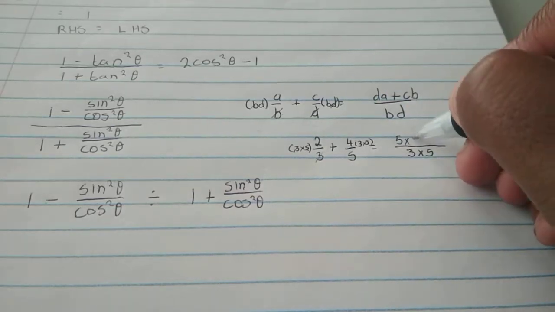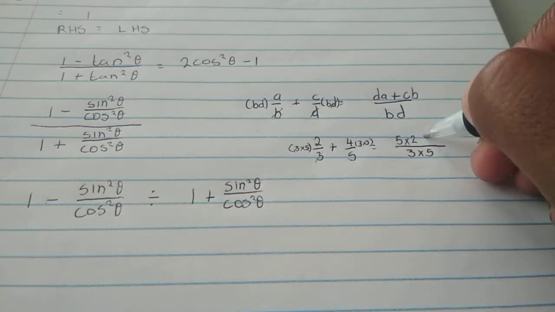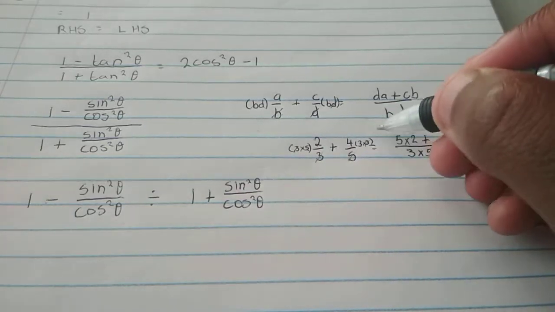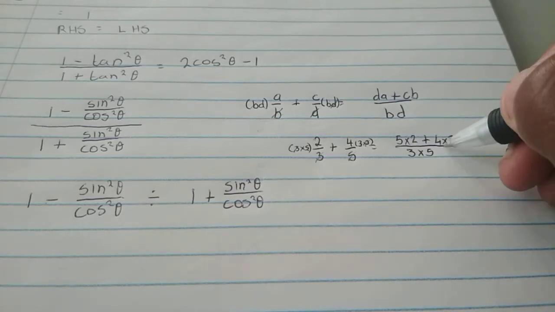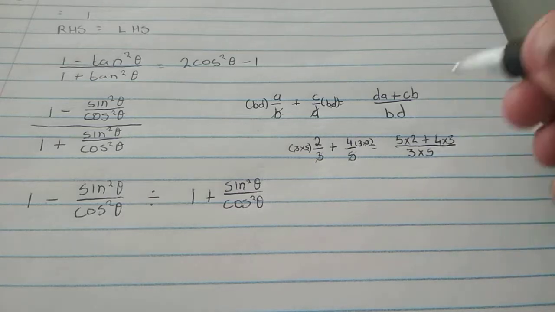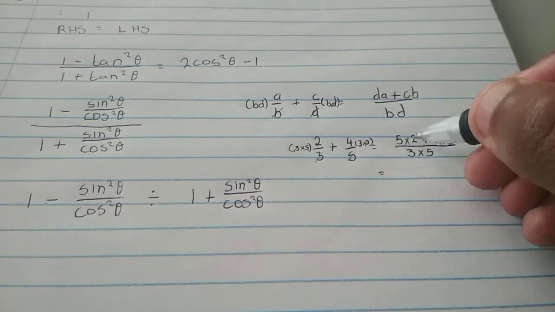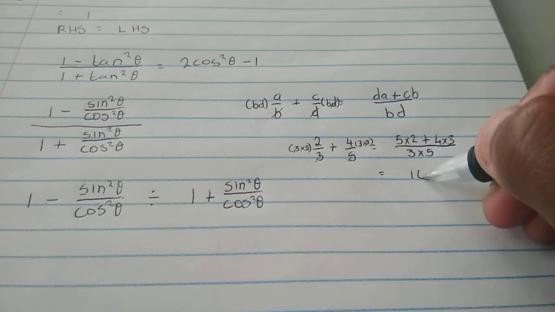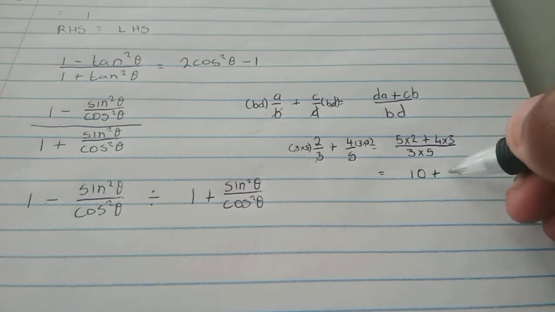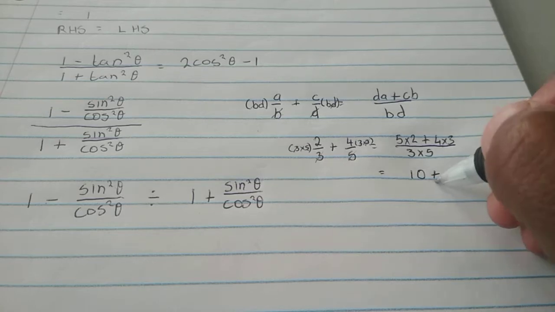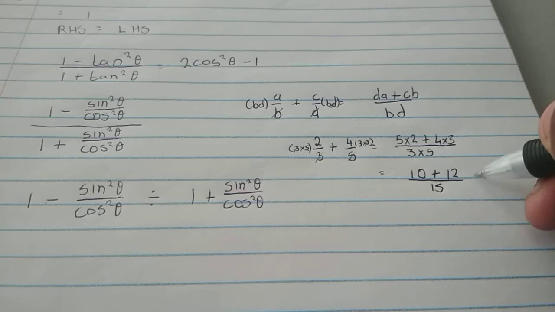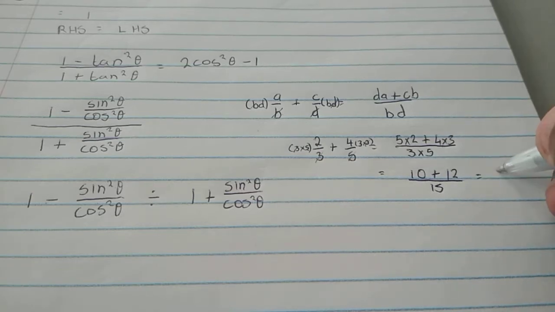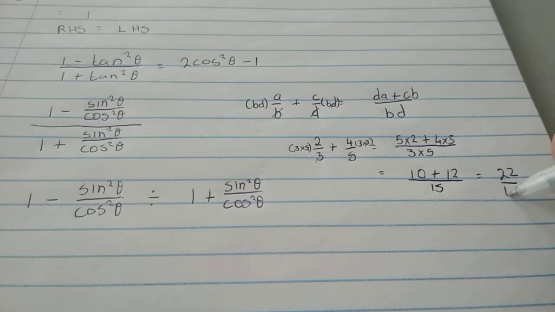I write it there. I write that plus sign there. That 5 cancels that 5, and I'm left with a 4 times 3. Okay, and then that would be 5 times 2 is 10, plus 4 times 3 is 12, divided by 3 times 5, which is 15. Okay, just to complete this, this would then be 10 plus 12 is 22 over 15.